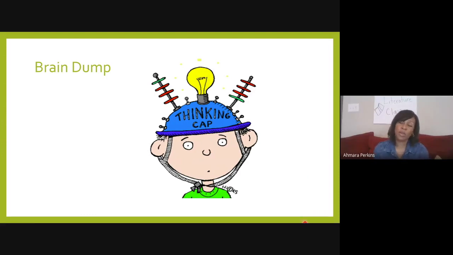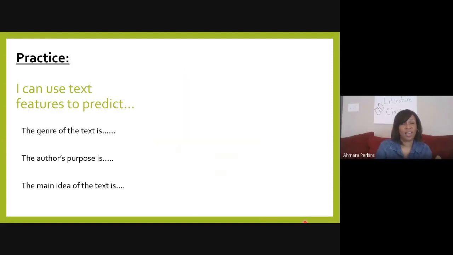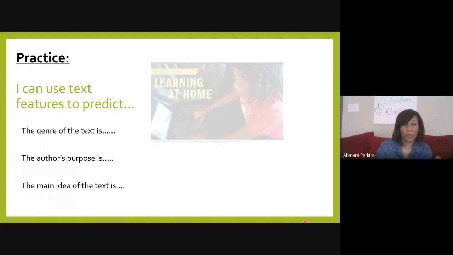You can draw them, you can do whatever you want to do. You can put them in different colors. You can make little shapes, your own little graphic organizer if you want to. You hear it, you see it, you write it, and then hopefully when we finish with the lesson, you can go and talk about it with someone. I can use text features to predict the genre of the text, the author's purpose, and the main idea.